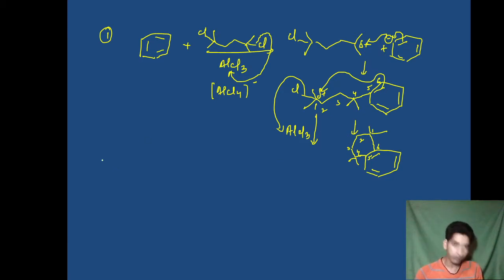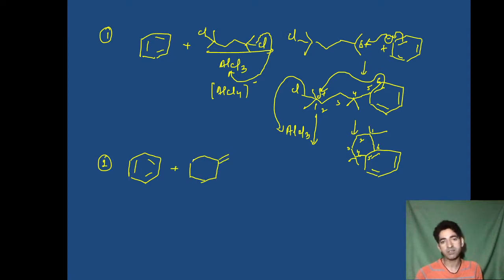Now let us take one more question. I have a second type of question over here. I have an aromatic system. This is an aromatic ring, a benzene ring, and this benzene ring is reacted with this type of compound. Now, as I have already said, this is the alkylating agent, and this is my substrate.